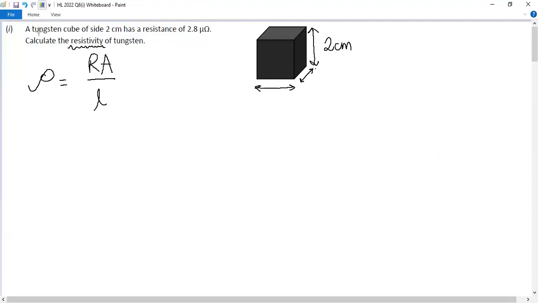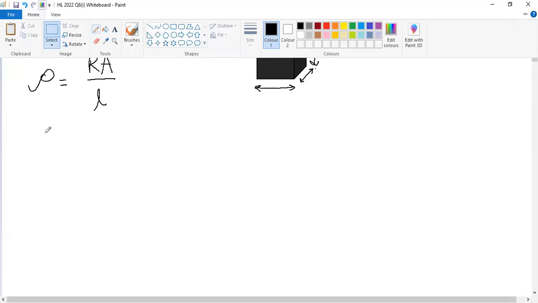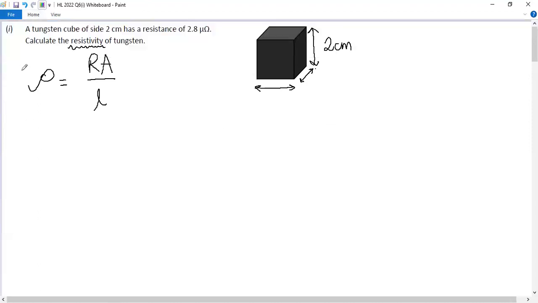Okay. The next thing I would do when I'm in my exam is I would write down the information that I already have from the question. So I have my formula, and you can have a look on the marking scheme, but even just writing the formula is an excellent start, okay? So let's start with resistance. Got a resistance of 2.8 micro ohms.